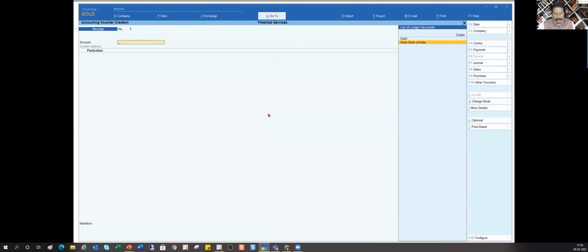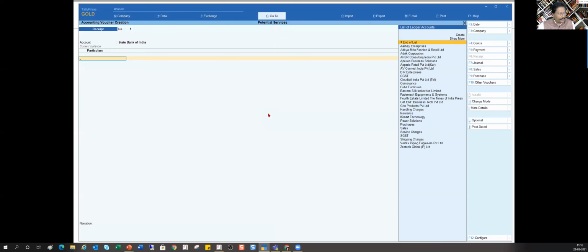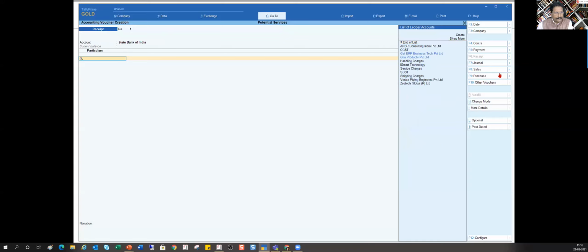So I'm going to select my State Bank of India, and then now it says, okay, from whom are you receiving money? On account of what you are receiving money. That's how you interpret it. It says particulars. So now I have Ganesh, the proprietor who is introducing the capital. So let me select Ganesh.